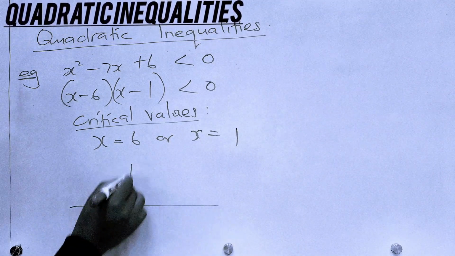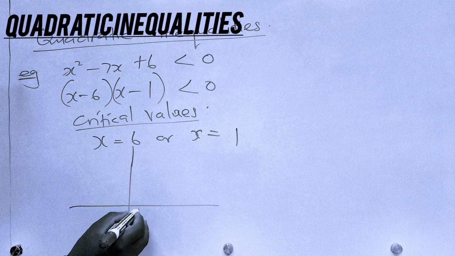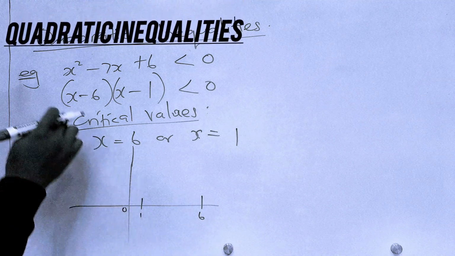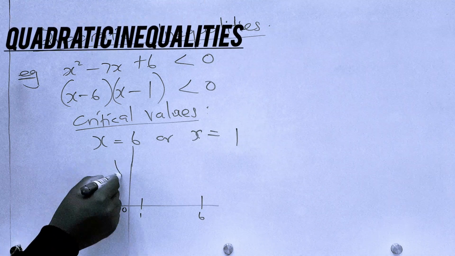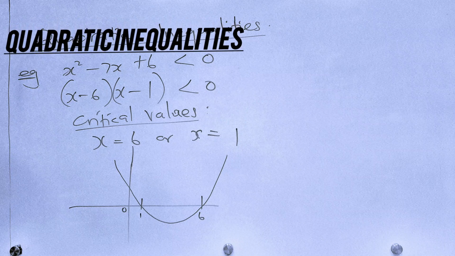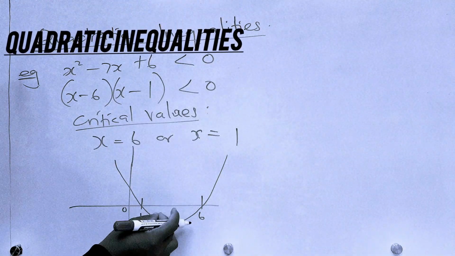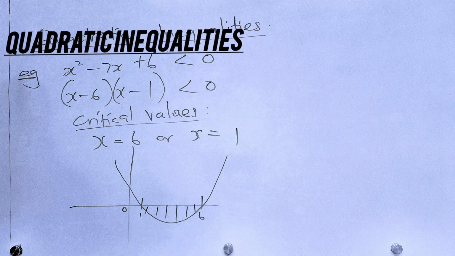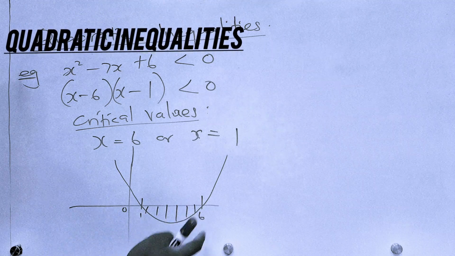Then we sketch our parabola with our values 1 and 6. This is position 0, this is 6, and our sign is positive, which is a. Then our graph looks like this. But it is saying this is less than 0. So when our graph is less than 0, it is this part. So we shade this region. Now the type of solution that we have is from 1 to 6.